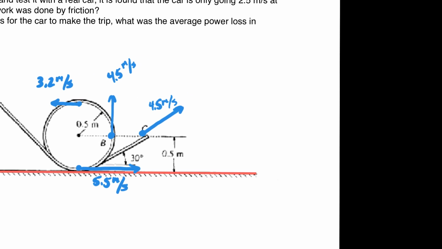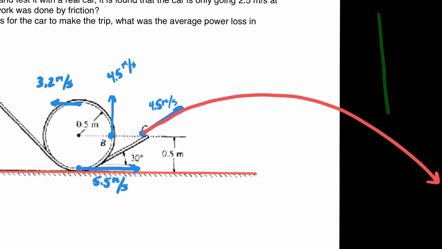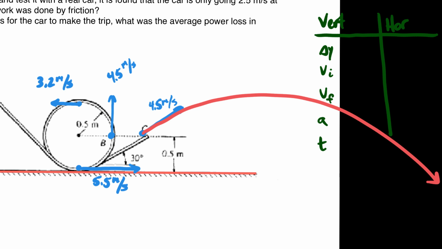Well, once this object leaves the ramp, it is a projectile. And we need to use projectile motion to solve for it. As I said earlier in the year, there's no replacing projectile motion. So that's that vertical and horizontal stuff. Remember? Nobody likes it, but that doesn't matter. That's what you have to do. So delta y, v initial, v final, a and t, and Vx and t.